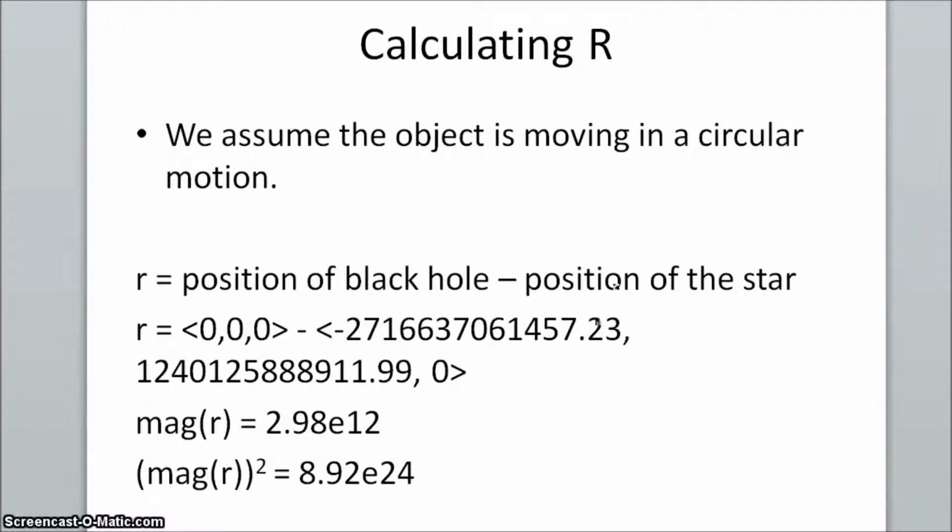Now we need to calculate the radius of our experiment. First, we assume that the object is moving in a circular motion, so if we take two data points from our spreadsheet, an x and y component, we can calculate the radius of the circle. Since we know that the position of a black hole is at the origin, we can use the other data point to determine the magnitude of the radius. For this example, and using these data points, the magnitude of the radius is 2.98 times 10 to the 12 meters. For our purposes in our force equation, I have also calculated the magnitude of r squared to be equal to 8.92 times 10 to the 24th meters.